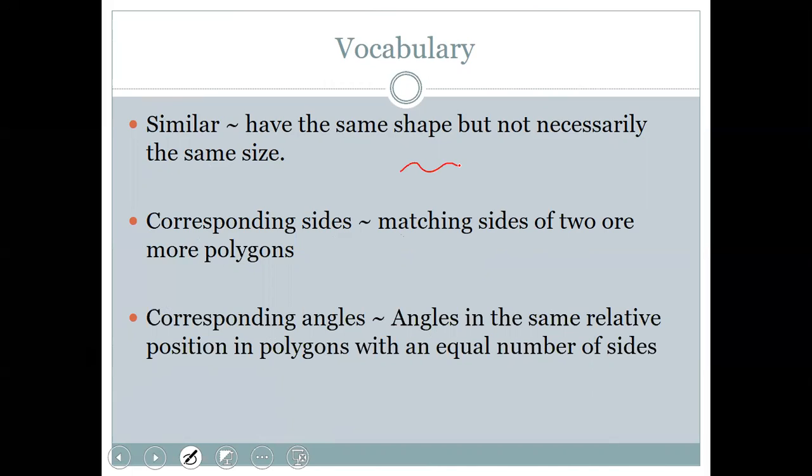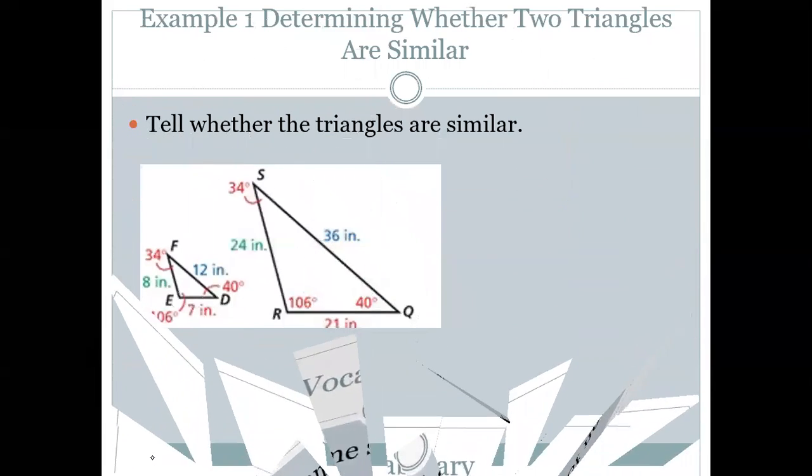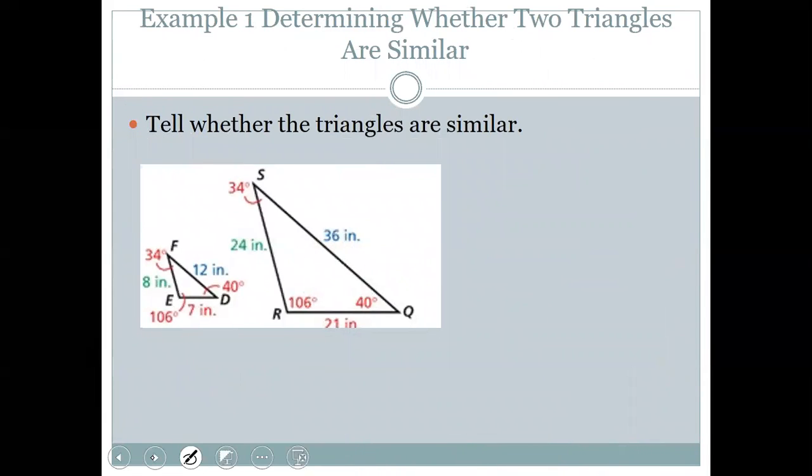Okay, so let's go ahead and get started here with it. Okay, so we're going to tell whether these triangles are similar or not. And I know it might be hard to read on there. Okay. All right, so if we look at these 2 triangles, are they both triangles? Yeah. Okay. Are they both the same size? No, we can see that right away.